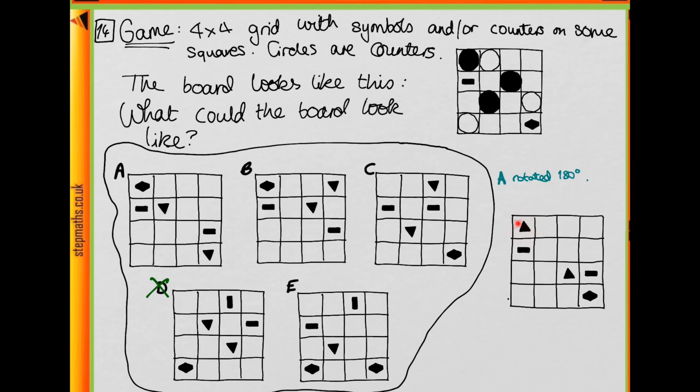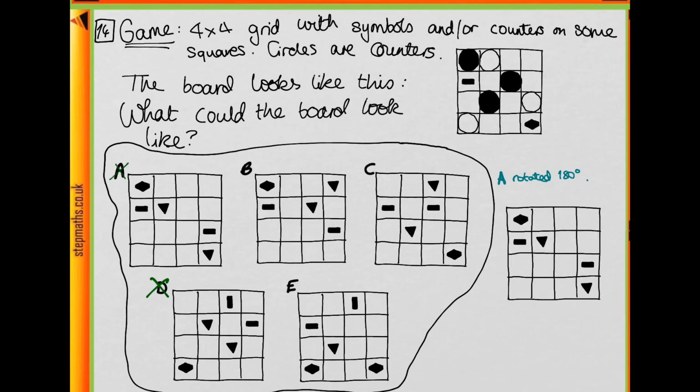So we have a counter over this square here, up here, and so we could have a triangle there, we don't know. We also have a counter here over this one, so we could have a rectangle there, so that makes sense. However, here it's blank, there's no counter and no symbol, whereas on this one we have a triangle, and so we must know that this can't be a correct orientation because there shouldn't be a triangle there. And so we can rule A out because the board could not look like how it looks in A.